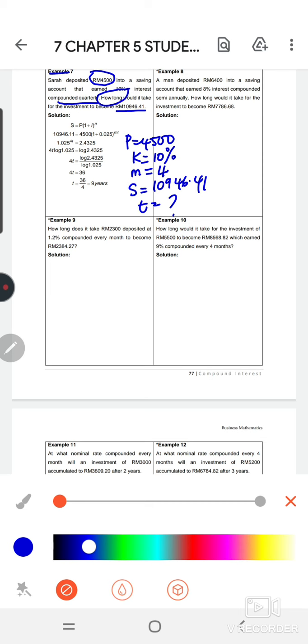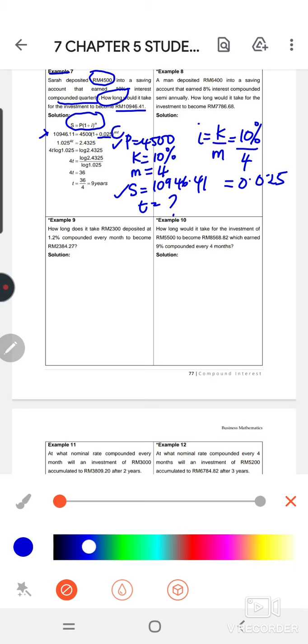Okay, so this one awak gunakan formula yang sama untuk future value, which is S equals to P (1 plus I) power of N. Then first step ganti dulu your S equals to 10,946.41. Ini nilai untuk S. And then nilai P yang ni 4,500, 1 plus I. Formula I which is K over M. Since K 10% and M is 4, so awak akan dapat kat sini 0.025. This one is the value of I. So dah dapat nilai I.